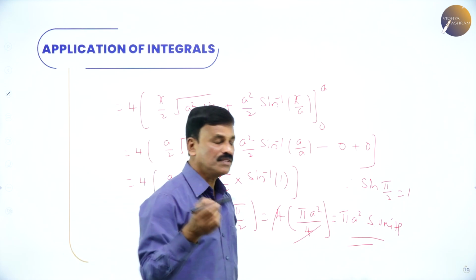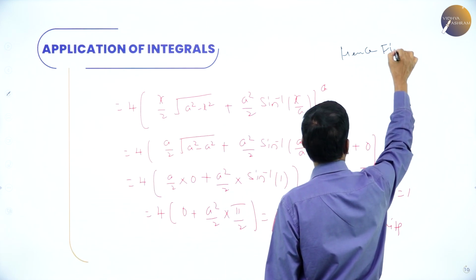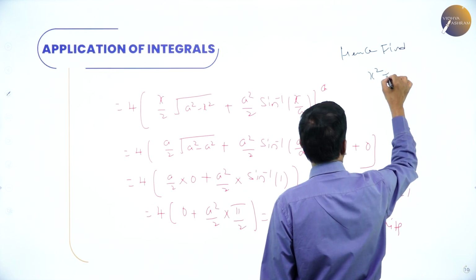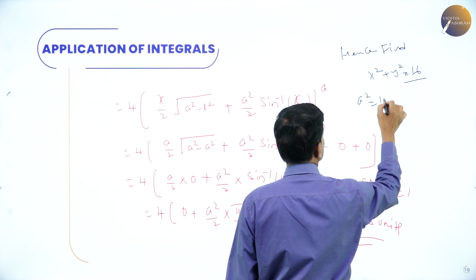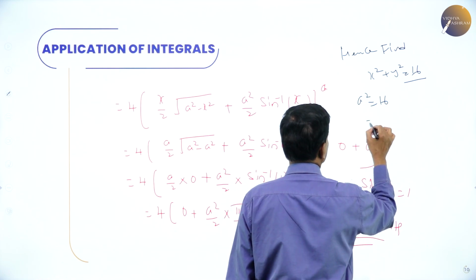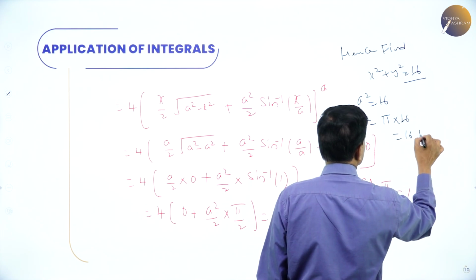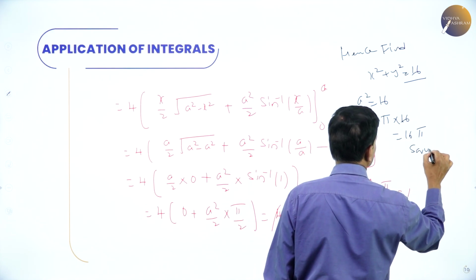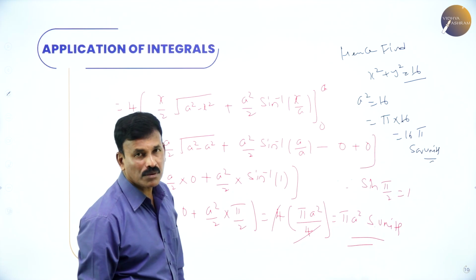Suppose in the examination they ask, hence find the area of x square plus y square is equal to 16. Here a square is equal to 16. Therefore the area is equal to pi into a square, pi into 16, which means 16 pi square units. That's it. Okay. Now move on to the next problem.